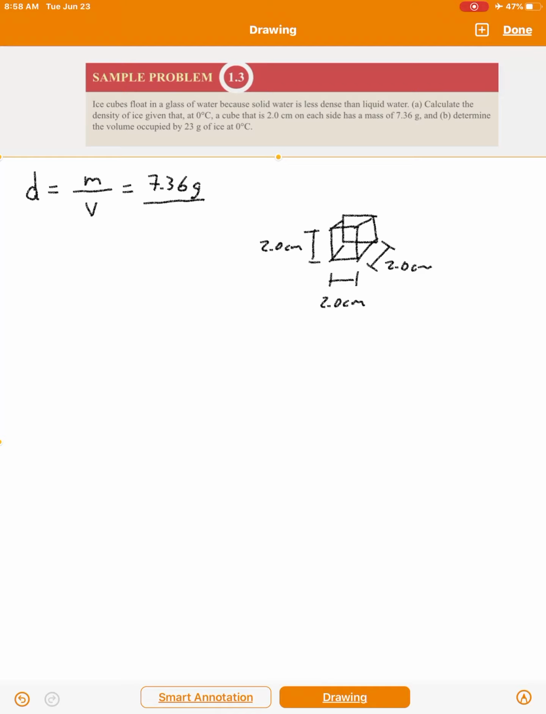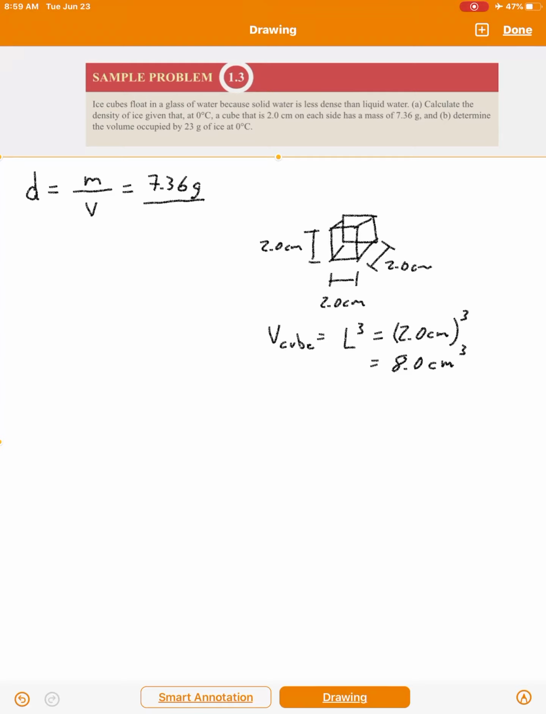It's a cube. So what's the volume of a cube? The volume of a cube is whatever its length is cubed. So that would be 2 centimeters, and then you cube it. So you would get 8 centimeters cubed.